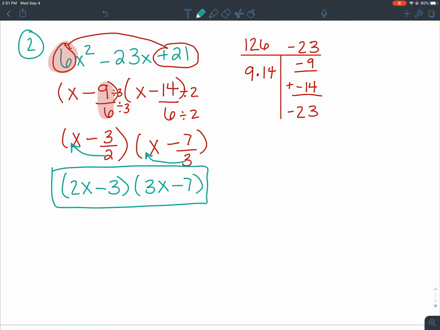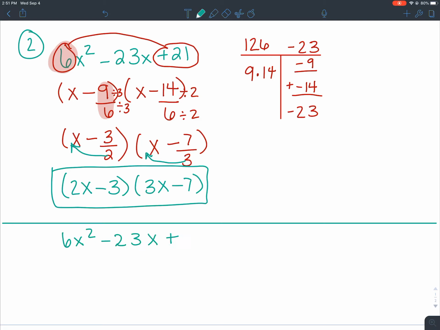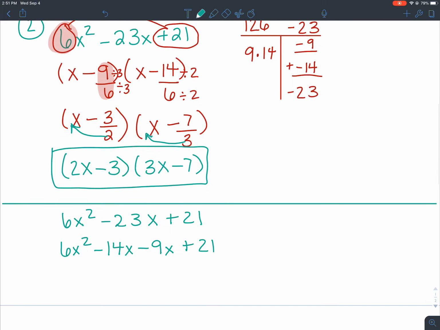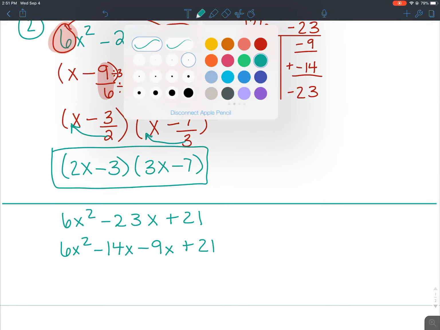Okay, now, again, one more time, I'm going to show grouping. So with grouping, I'm going to rewrite my problem. I'm going to split up my middle: 6x squared minus 14x, and then the other term. I'm going to show you it really doesn't make a difference. It doesn't matter the order. I would have probably put 9 with 6, but again, it doesn't matter.